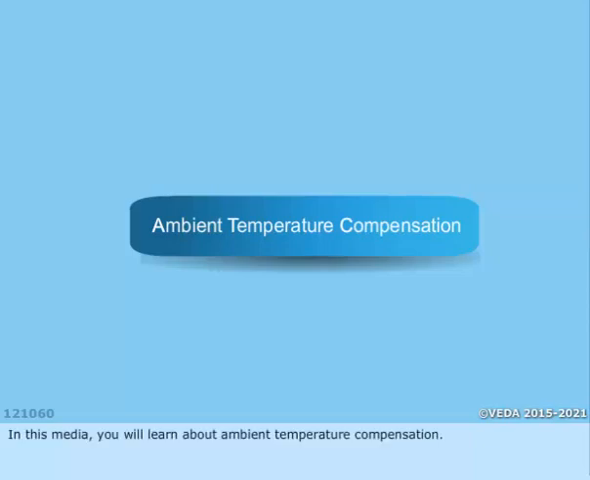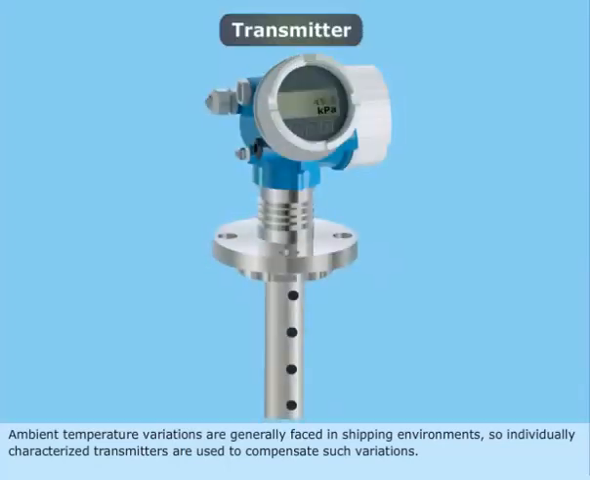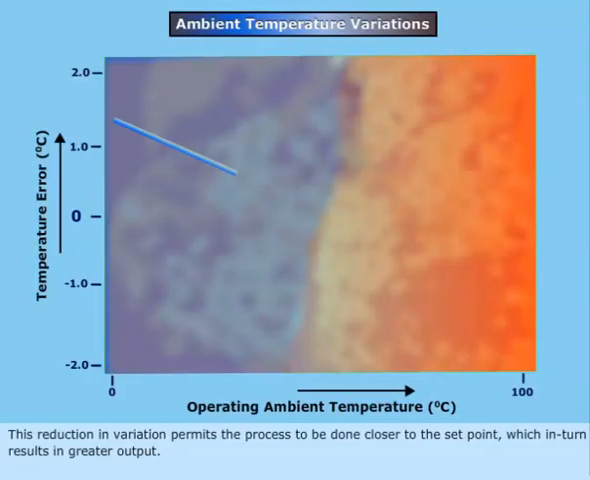In this media, you will learn about ambient temperature compensation. Ambient temperature variations are generally faced in shipping environments, so individually characterized transmitters are used to compensate such variations. This reduction in variation permits the process to be done closer to the set point, which in turn results in greater output.